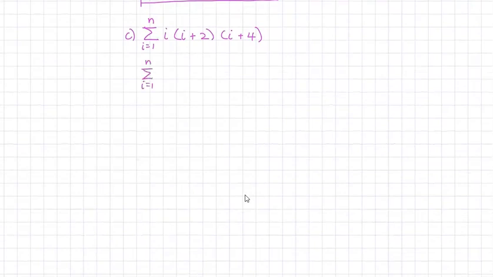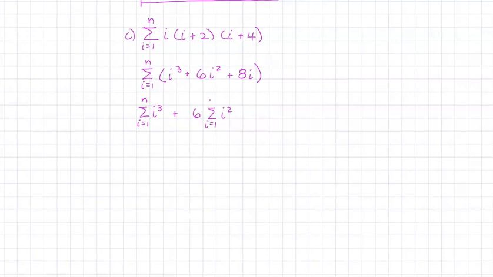So like I said, you have to multiply all this out. And when you do, you're going to get i cubed plus 6i squared plus 8i. So now we have that. Break it up. Now the one thing here, it didn't come up in example 1, but we do have coefficients. We have a 6 and an 8. Factor out the coefficient from the summation. So it's going to look like the summation of i cubed, as i goes from 1 to n, plus 6 times the summation of i squared, as i goes from 1 to n, plus 8 times the summation of i, as i goes from 1 to n.